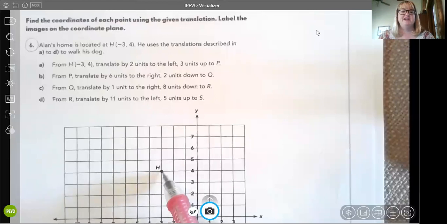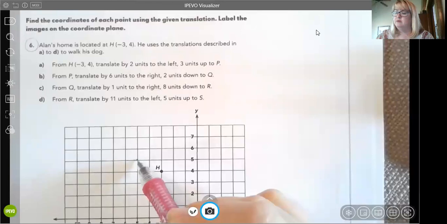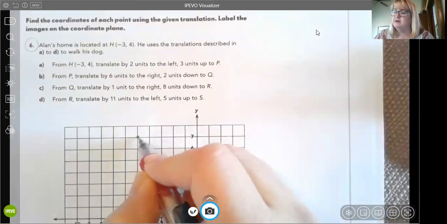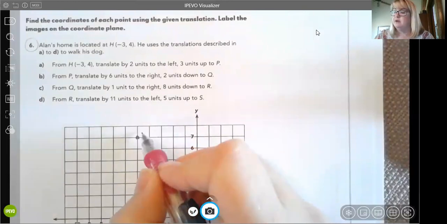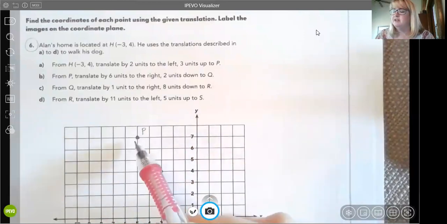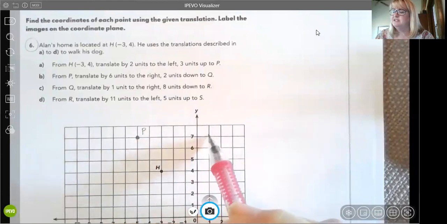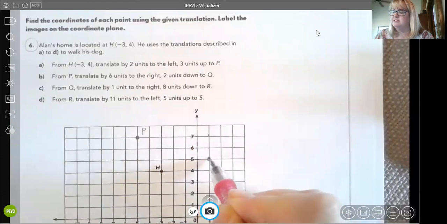From H, here's H, H is his home. Translate by 2 units to the left, 3 units up to P. So we're going to move the way it tells us, 2 units to the left, 3 units up. And we're going to put a point there, and we're going to call it P. And then B says, from P, translate by 6 units to the right, 2 units down to Q. So from P, I'm going to go 6 units to the right. 1, 2, 3, 4, 5, 6. 2 units down, 1, 2, and call this Q.